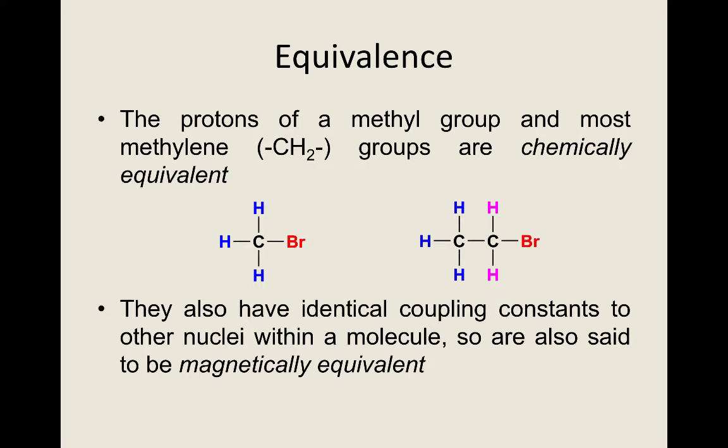Therefore, the methyl hydrogens are chemically equivalent to each other and the methylene hydrogens are chemically equivalent to each other, but the two groups of hydrogens are different from each other. Each one of the methyl protons in bromoethane couples in the same way to each one of the methylene protons, meaning that they are also magnetically equivalent.